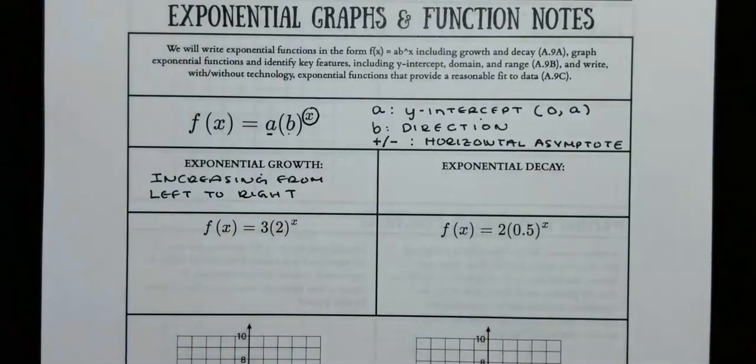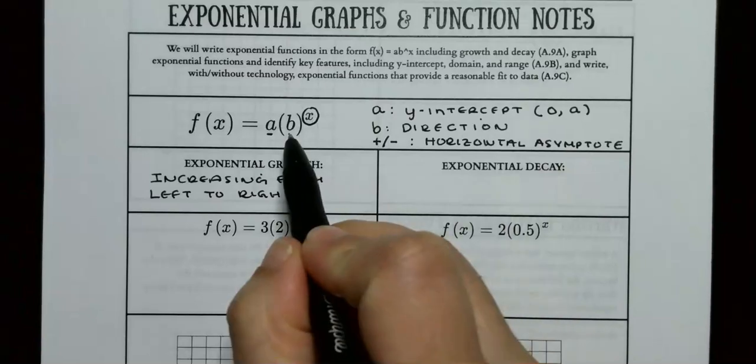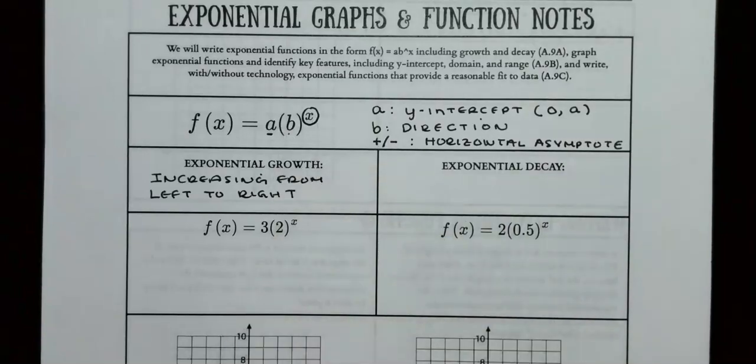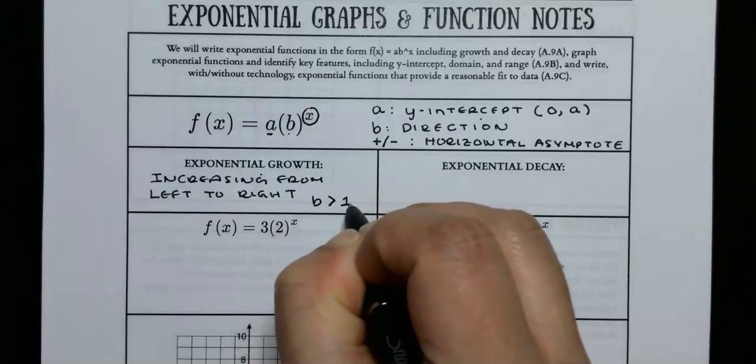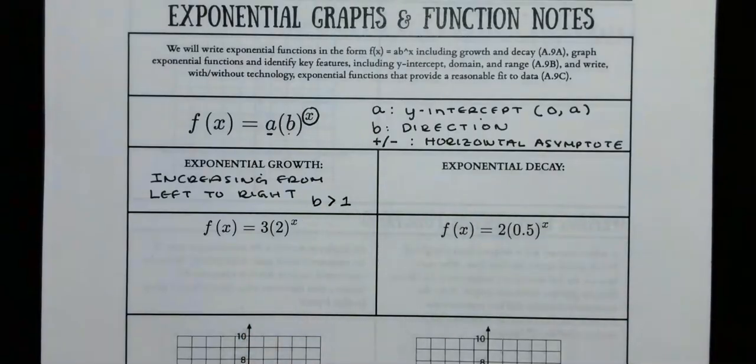And in order for that to happen, this b value has to be a number greater than 1. So I'm going to write that in and say b is greater than 1. So that can be anything from 1.1 to 2, 3, 4, 10, 100. So as long as the number inside the parentheses is greater than 1, then we know that this graph is going to grow exponentially or increase from left to right.